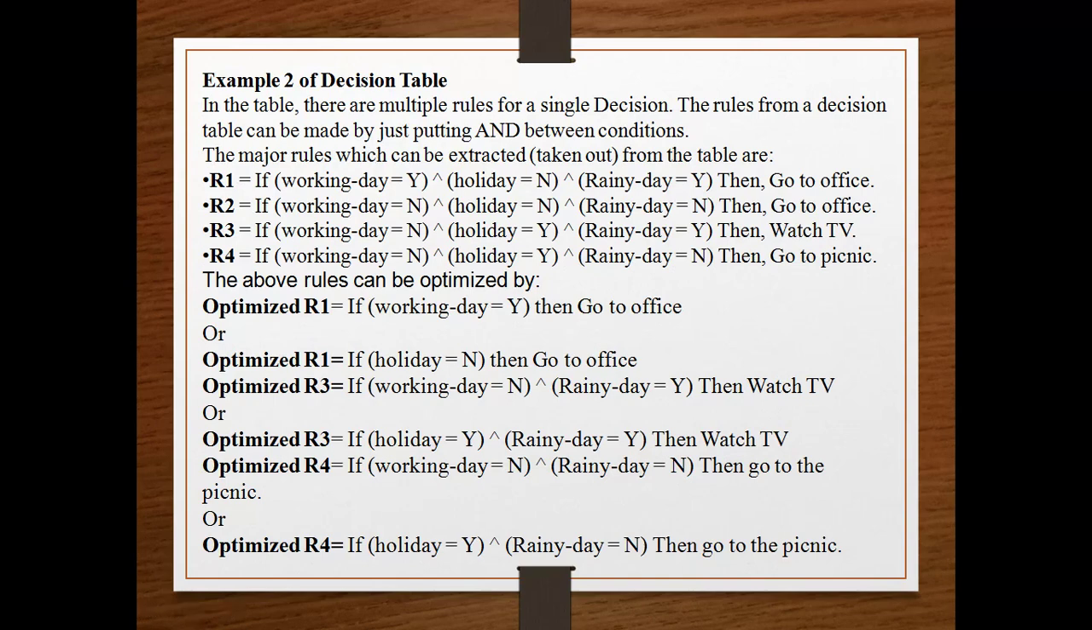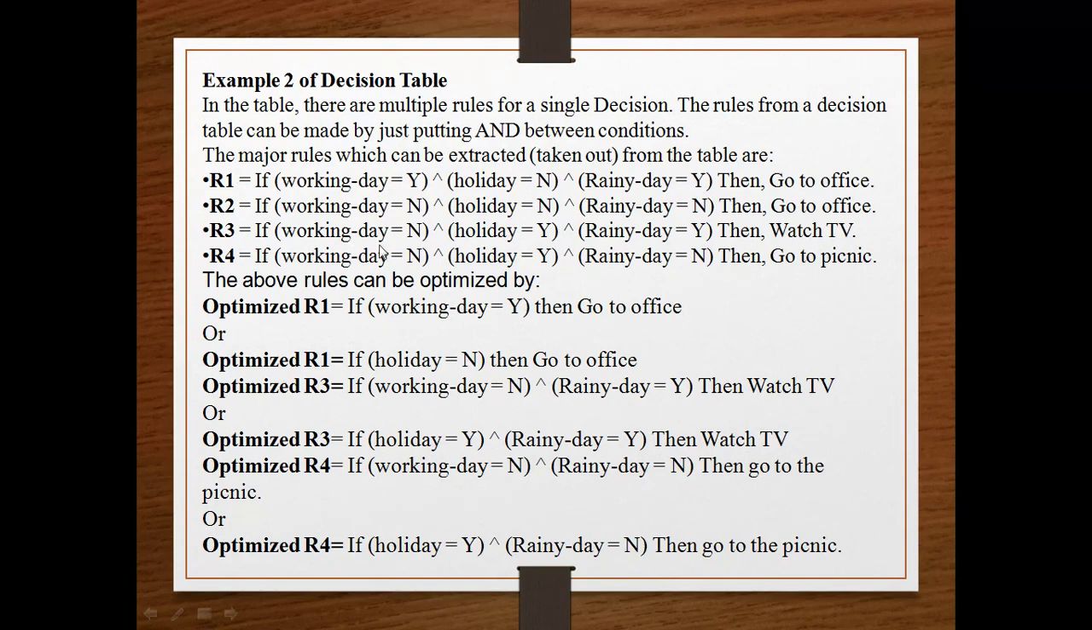Like if it is a working day and it is not a holiday and it is also raining, then you can go to office. Let's read it here. R1, the first rule says, if it is a working day, yes, and it is not a holiday, sorry, and it is raining, still you have to go to office. Rule 2 is, if it is a working day, it is not a holiday, it is not raining, then also go to office.